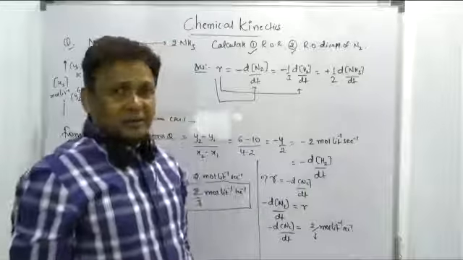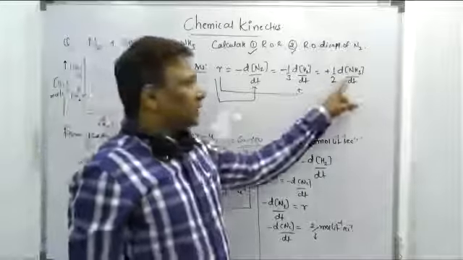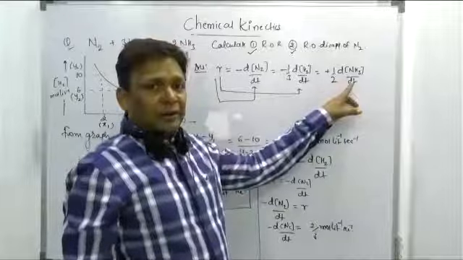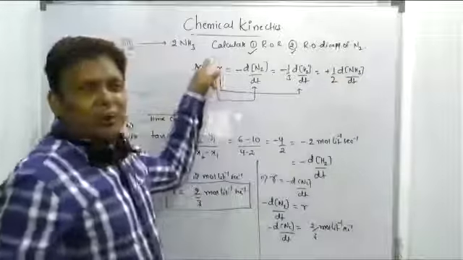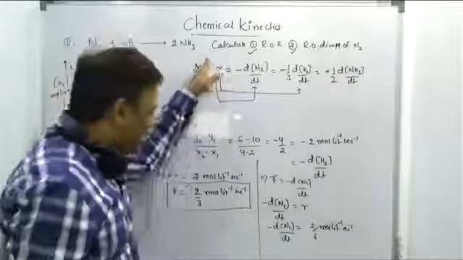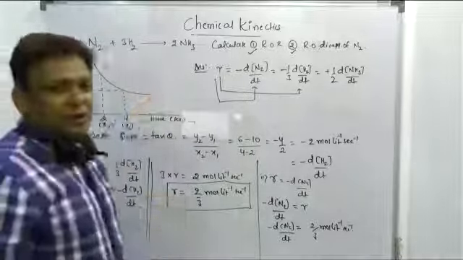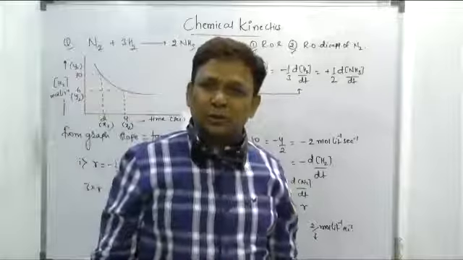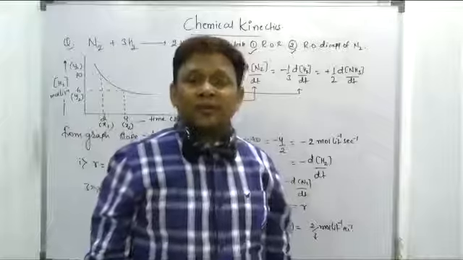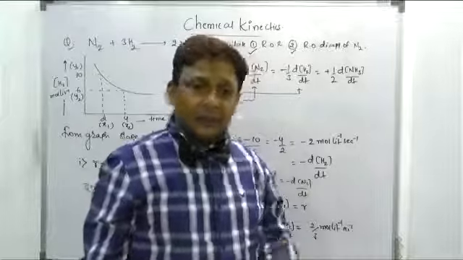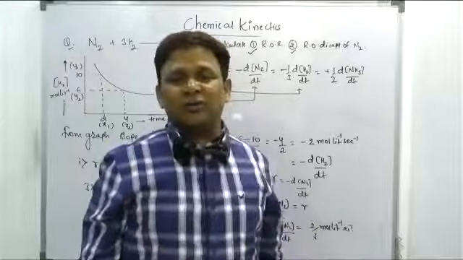Can you tell me what is the rate of formation of ammonia? Plus d concentration of ammonia by dt is equal to 2 times ROR, beta. What is ROR? ROR is 2 by 3. So 2 times ROR is nothing but 2 into 2 by 3, which becomes 4 by 3 mole per liter per second, the rate of formation of ammonia.